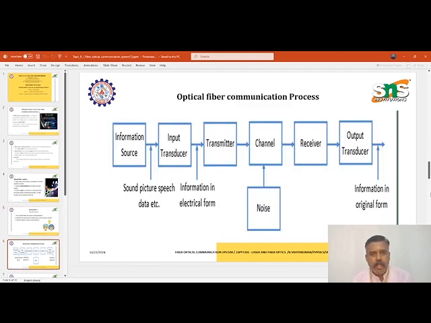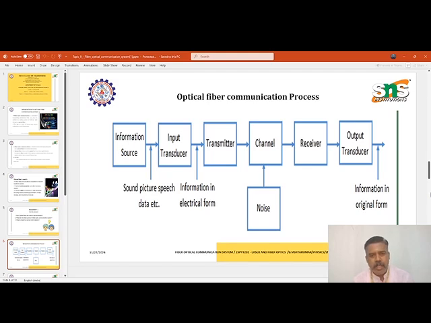So this is a block diagram of the fiber optic communication process. Information source, that is the input of the system. That means what types of signal will be communicated, that is the information source. Then input transducers, where the signal is changed from one mode to another mode. For example, sound, picture, speech, data, etc. All this is to be communicated in the form of electrical signals.